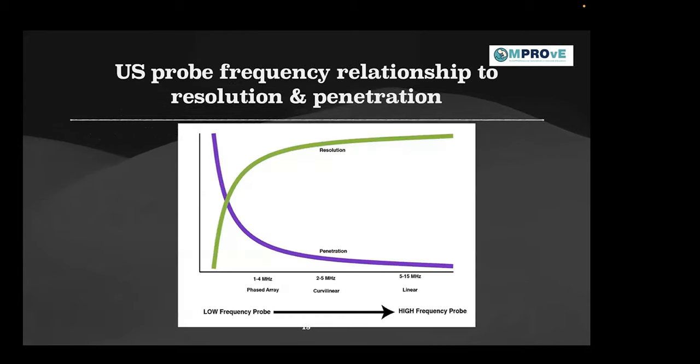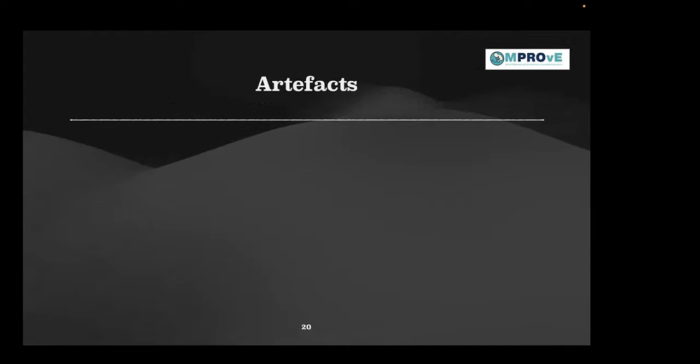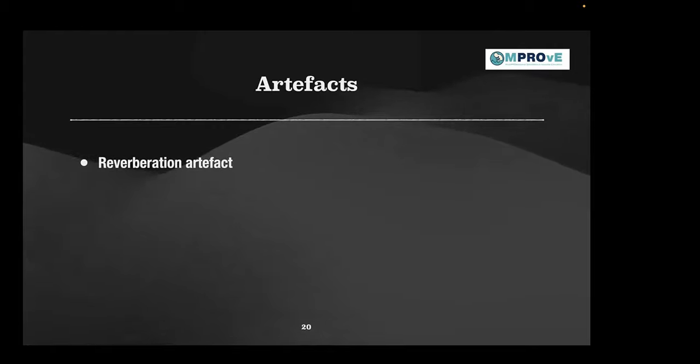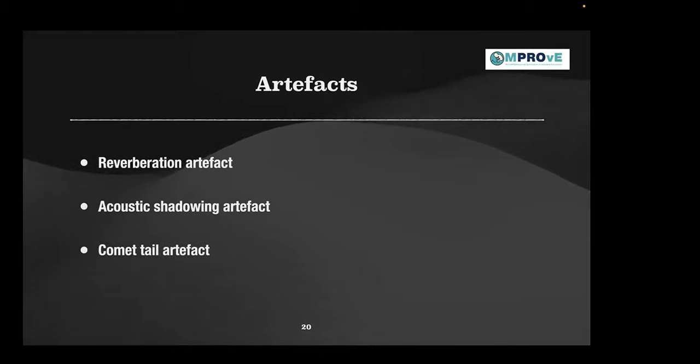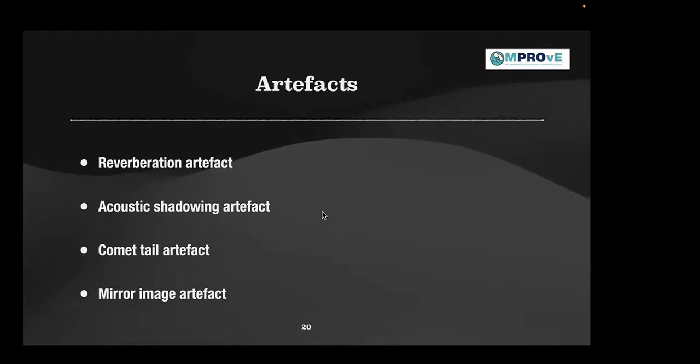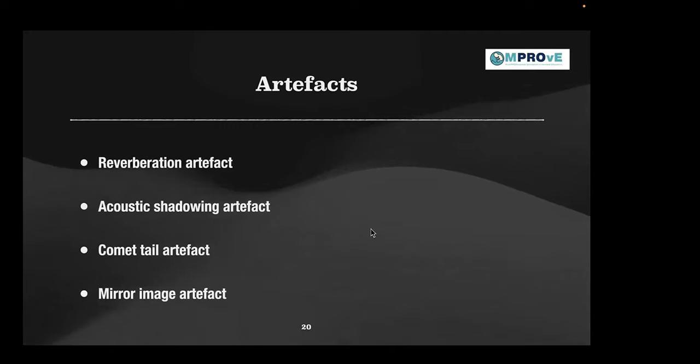Again, not going to go through this, but just to emphasize why we are selecting what we are selecting in terms of doing the scans. Right, artifacts. There are a lot of artifacts we're going to talk about, how these artifacts are generated, what you interpret from those artifacts, and how lung pathologies give different kinds of artifacts. So reverberation artifact, acoustic shadowing, comet tail artifacts, and mirror image artifact. Trust me, there are a lot more, but so as not to drown you guys with artifacts, I'm limiting myself to these four, and there will be a couple more as we go up in the slides.